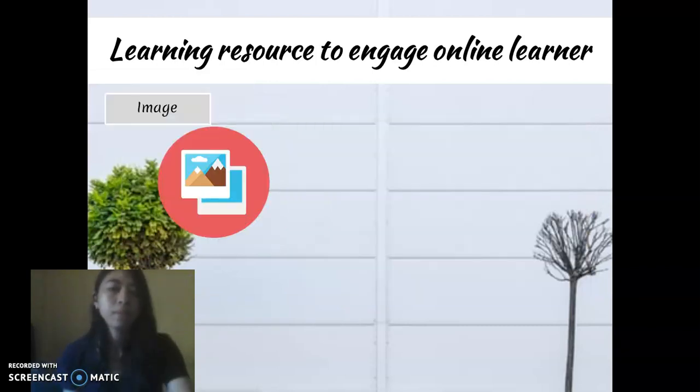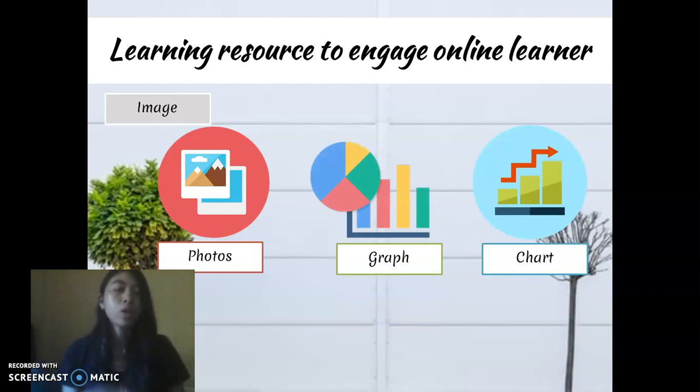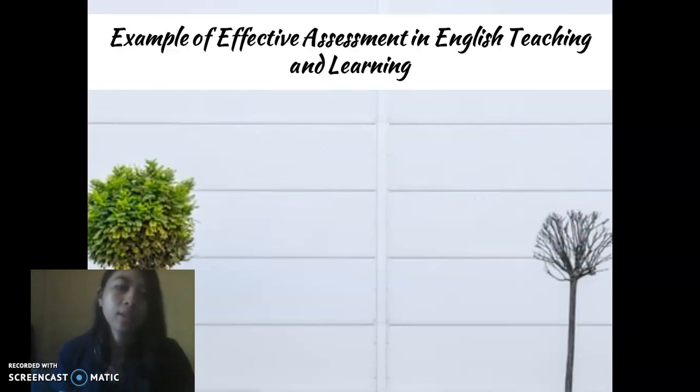So next is about image. For images, we can put photos, graphs or charts. But remember, if we want to put this in our online course, we need to consider the link, format, and portability, and it must be relevant to the context. Okay. And next is an example of effective assessment in English teaching and learning.